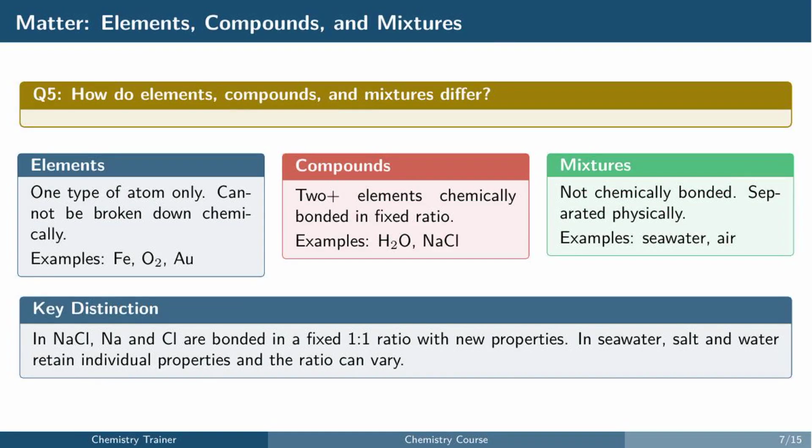Question 5. How do elements, compounds, and mixtures differ? Elements are pure substances made of one type of atom, like iron or gold. Compounds have two or more elements chemically bonded in a fixed ratio, like water and sodium chloride. Mixtures are not chemically bonded and can be separated physically, like seawater. The key distinction: in compounds, elements gain entirely new properties, while in mixtures, each substance retains its own.